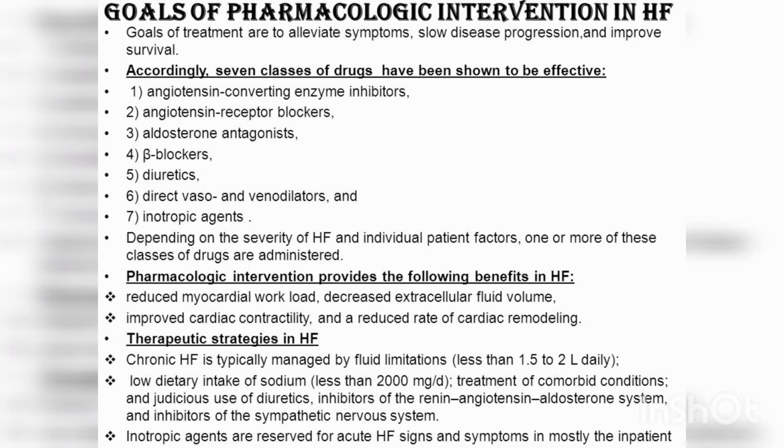Now, goals of pharmacologic intervention in heart failure. Basically, goals of treatment are to alleviate symptoms, slow disease progression and improve survival. So accordingly, 7 classes of drugs have been shown to be effective. Number 1, ACE inhibitors. Number 2, ARBs. Number 3, aldosterone antagonists. Number 4, beta blockers. Number 5, diuretics. Number 6, direct vasodilators and venodilators, and number 7, inotropic agents.